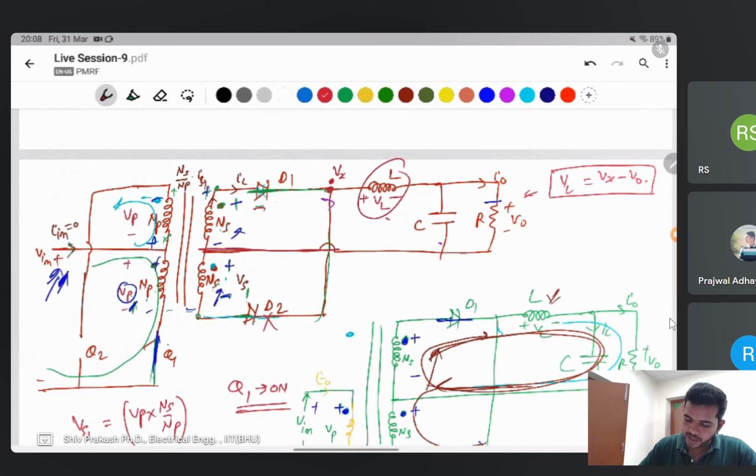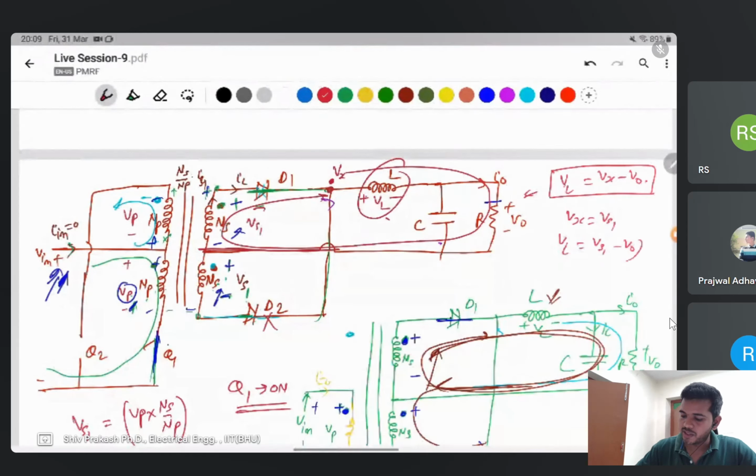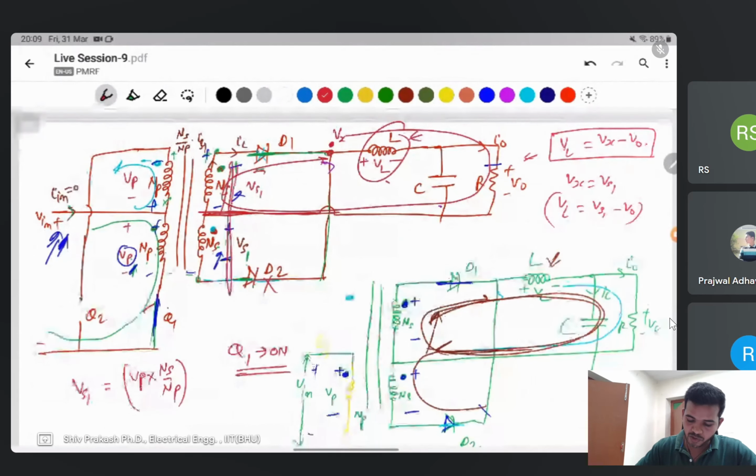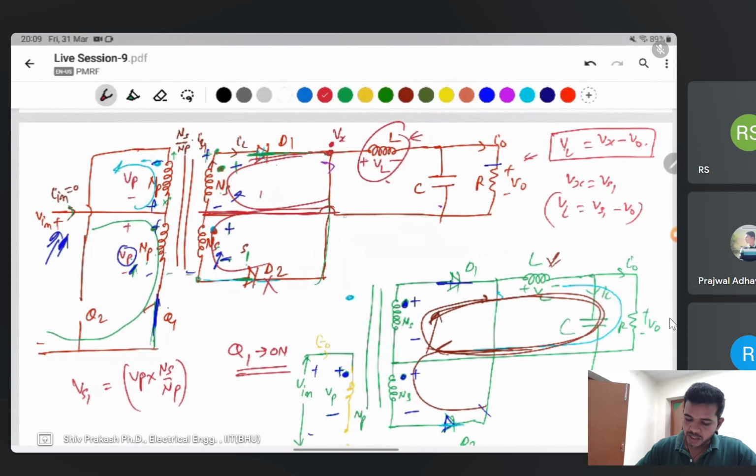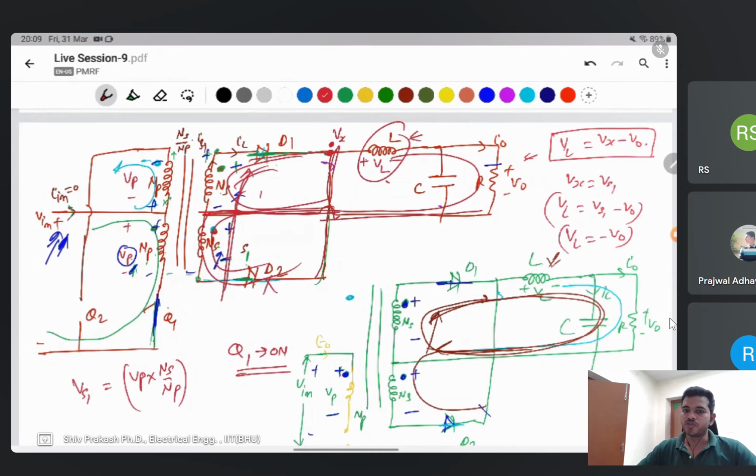And what will be VL? If you apply KVL like that, from here to here, then you find VL will be Vx, and Vx will be Vs1, this voltage, minus V naught. So VL is equal to Vs1 minus V naught, when the switch is on. And when the switch is off, then the inductor voltage will be 0 because both voltages will be 0, the same current flows through it. Then the whole voltage is 0 from here to here. This current is the same as the output voltage V naught, and VL will be minus V naught when both the switches are off.